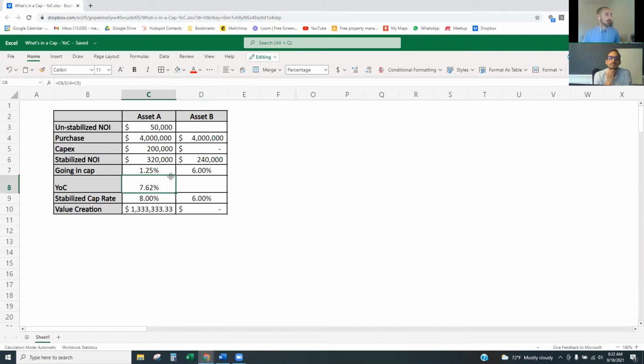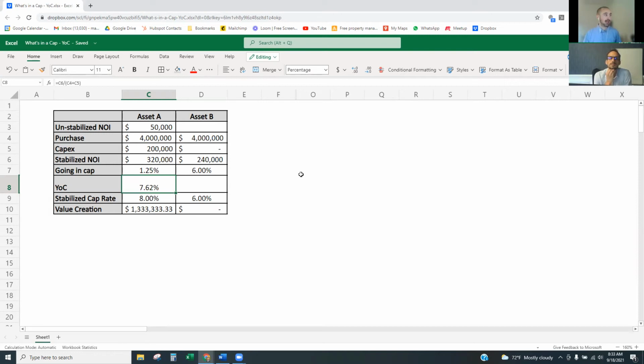So in this case, we use a metric called yield on cost. And what that is basically the stabilized NOI. In this case, you're assuming $320,000 is going to be your stabilized NOI over your purchase price plus the capex that it takes to get to that stabilized NOI. So 4 million plus 200,000. That comes out to 7.62% in this example.